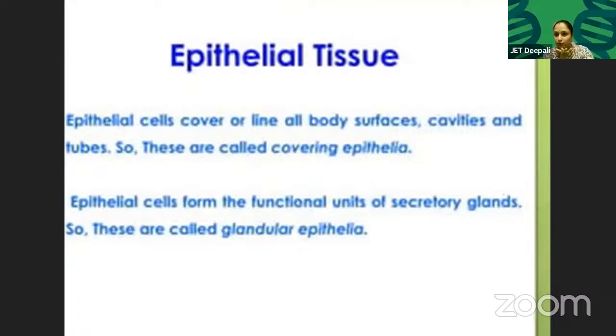So epithelial tissues are of two types on this basis. Covering epithelia are those that cover the body surface, cavities and tubes. And one is glandular epithelia, the functional unit of secretory glands, which help in secretion and absorption in the body, like in the pituitary gland and endocrine glands like pancreas and adrenal glands. All the tissues present in these glands are glandular epithelia because they function in secretion and absorption.